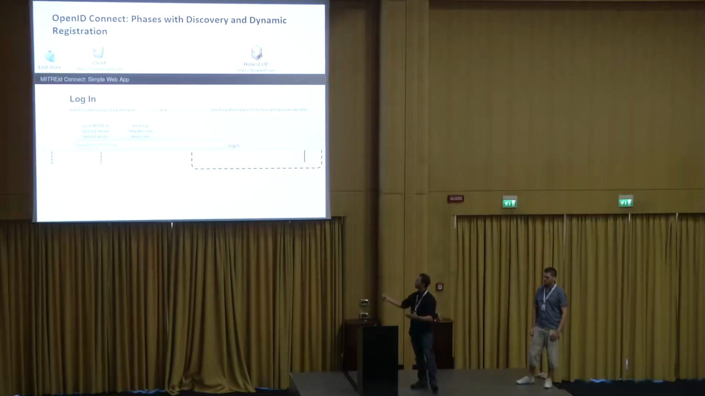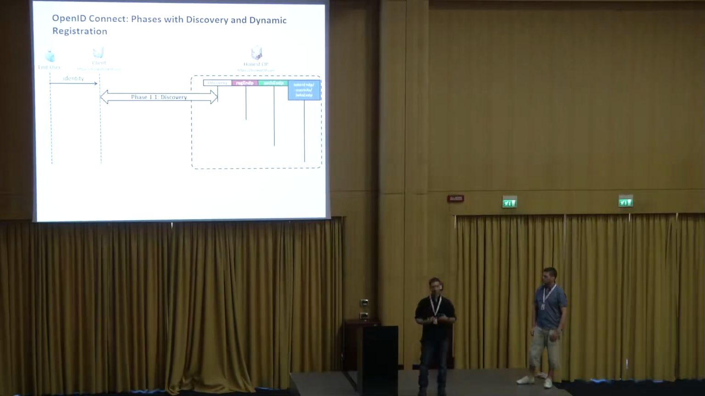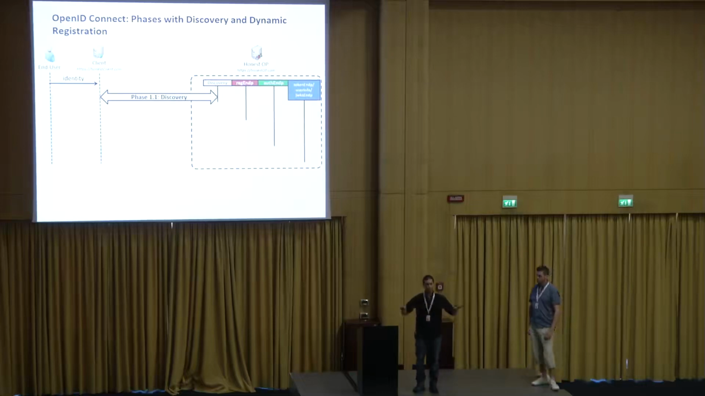For example, alice@honestop.com. Based on this identity or on the domain, you can see here, honestop.com, a discovery is started. Basically, the client does not know anything about this honest OP, and he tries to figure some further information out. And this is done in the discovery phase.